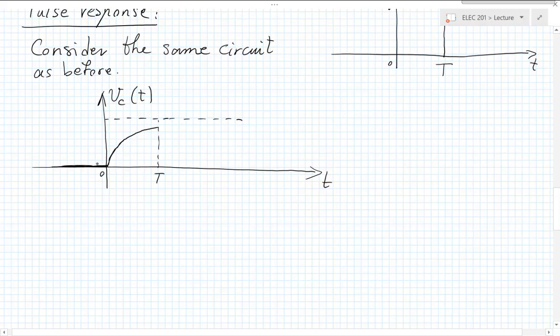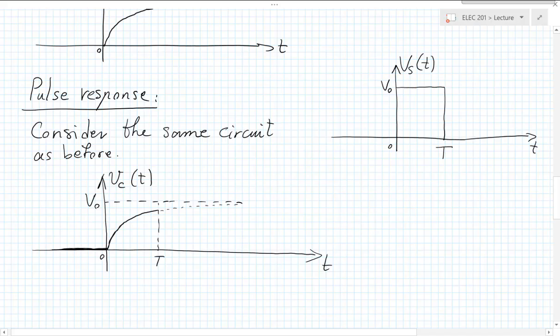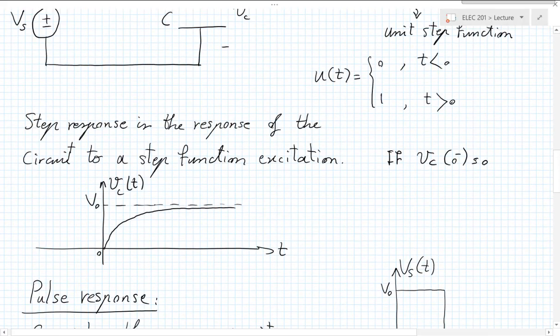Had we not changed the input, the circuit would have kept going. Or in this case, V sub C of t would have kept going to saturate to the value V naught. But now, at this point T, all of a sudden, the input goes back to 0. What happens? It will now start discharging. Let's see what's exactly going on in the circuit.